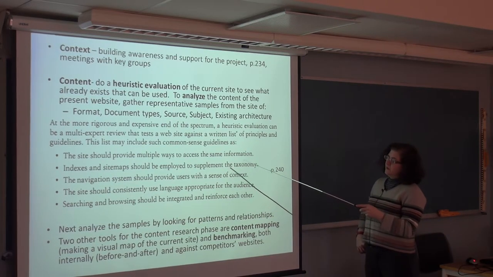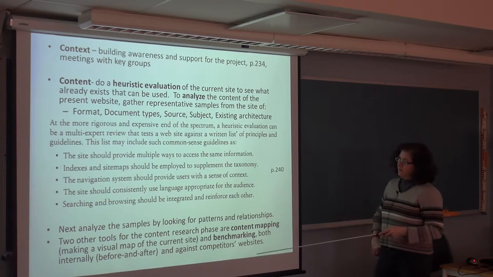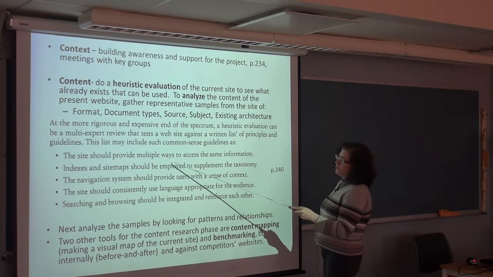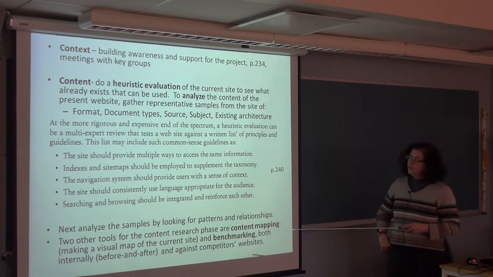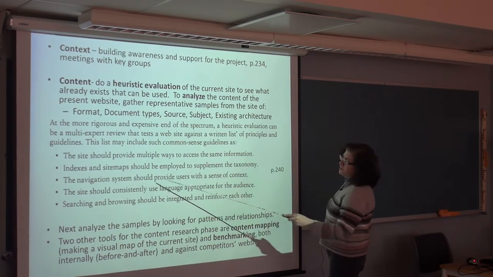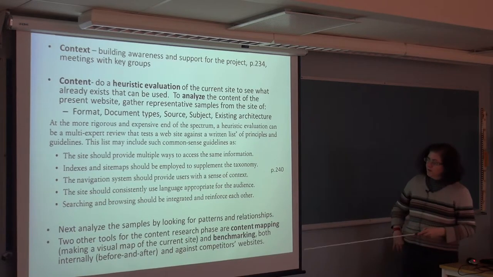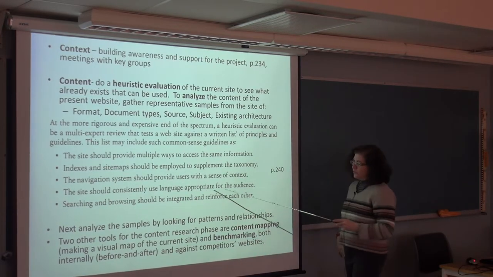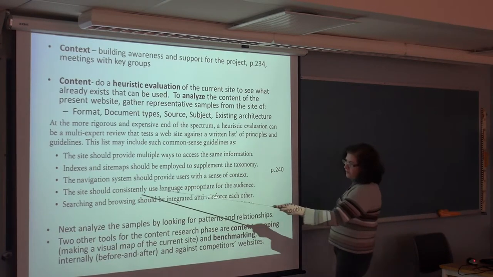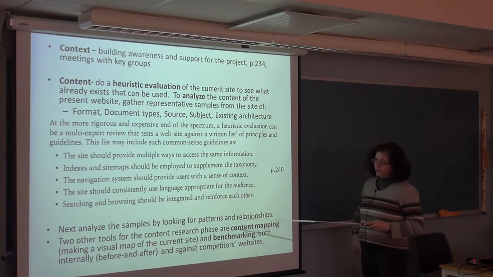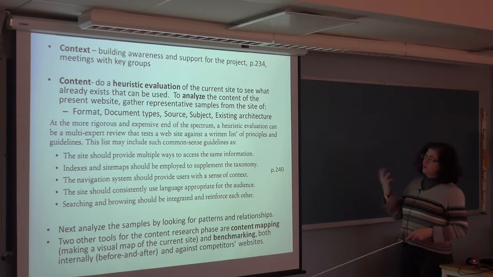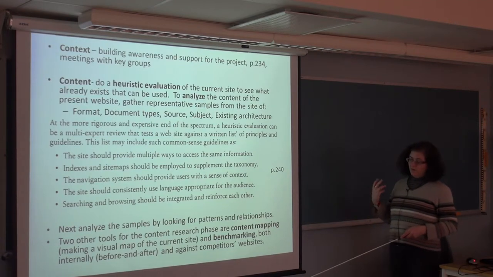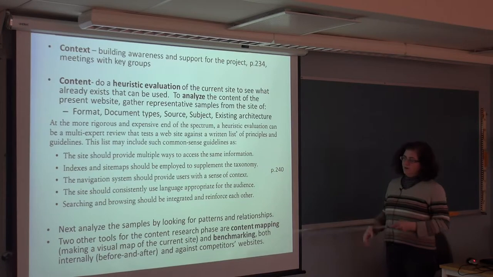They say that some of the questions that you can ask in this heuristic evaluation are, the site should provide multiple ways to access the same information. This is on page 240. The indexes and the site maps should be employed to supplement the taxonomy. The navigation system should provide users with a sense of context. The site should consistently use language appropriate for the audience, and searching and browsing should be integrated to reinforce each other. So these are some good principles for a review that the reviewer, the experts, will look at to see if the website that currently exists addresses these issues.